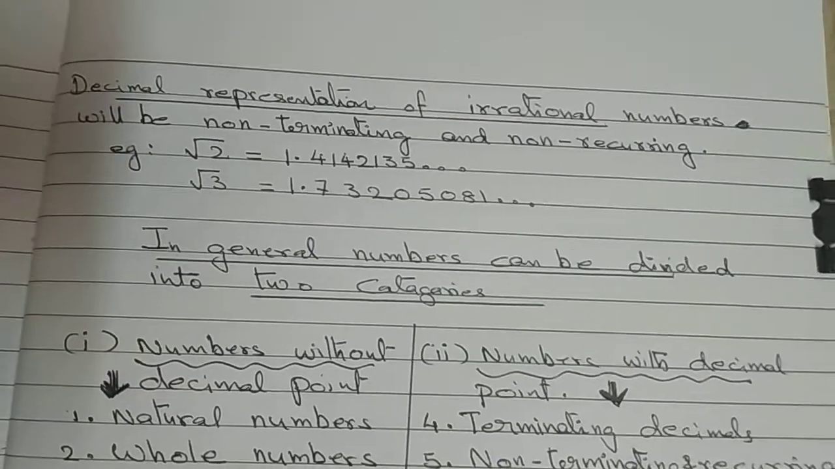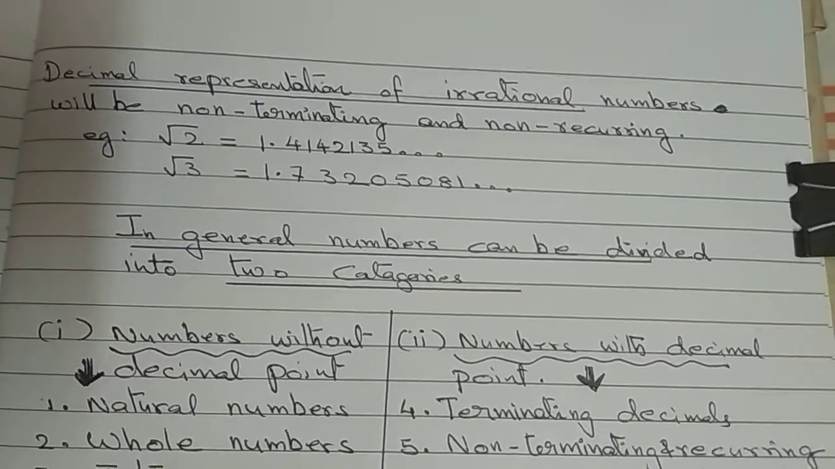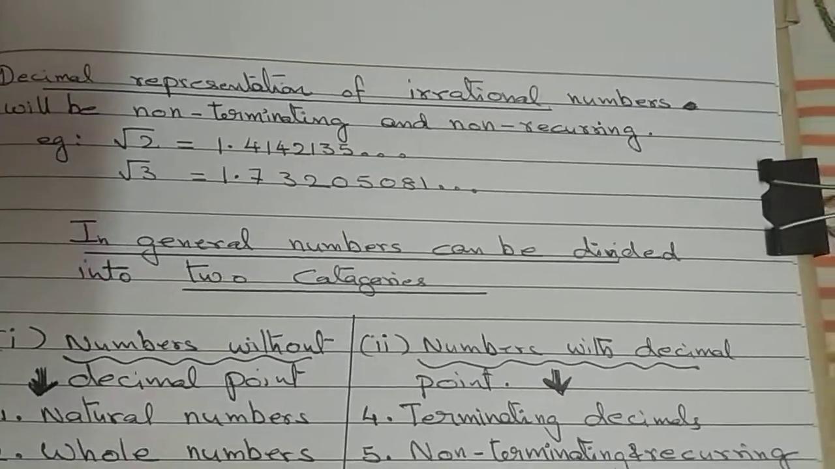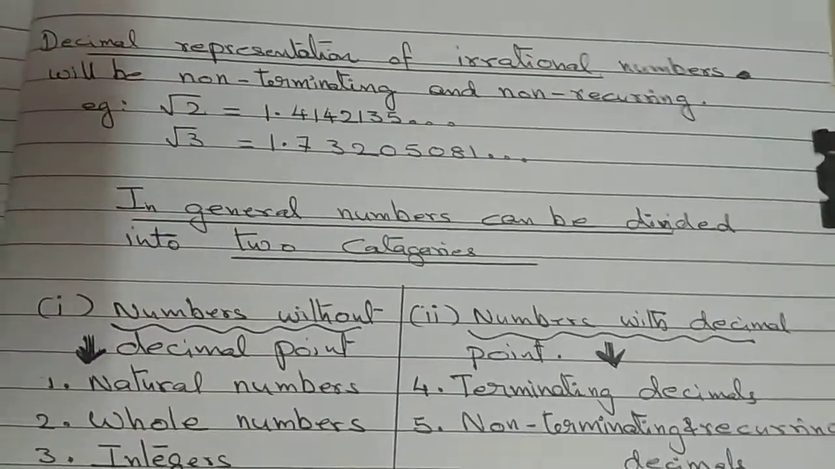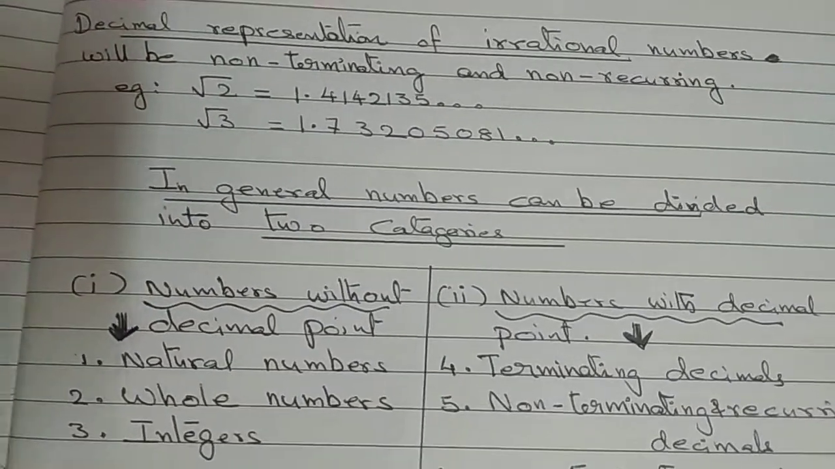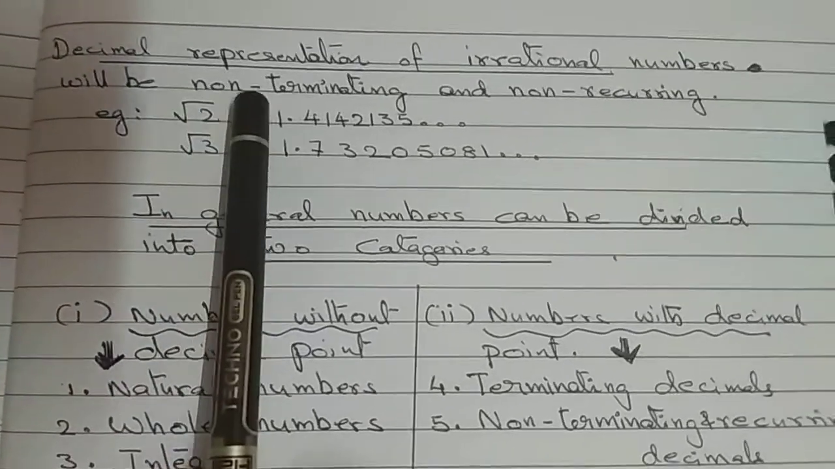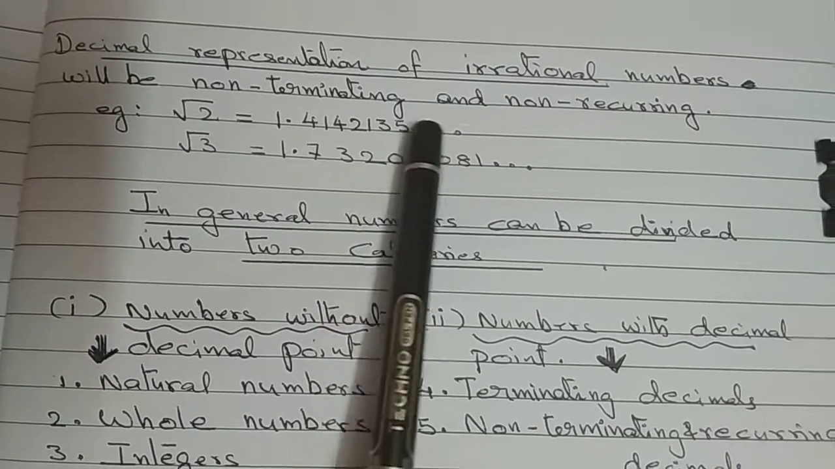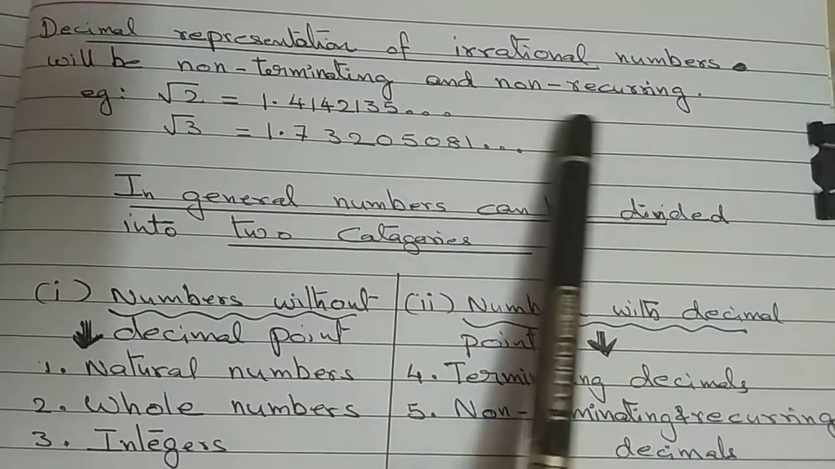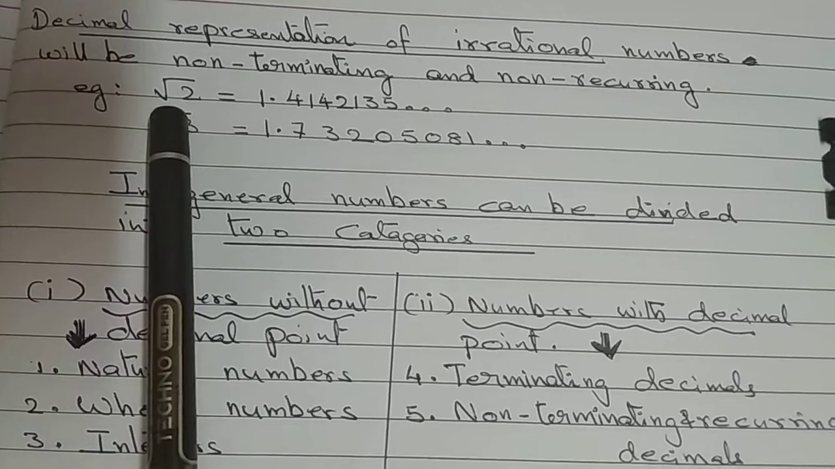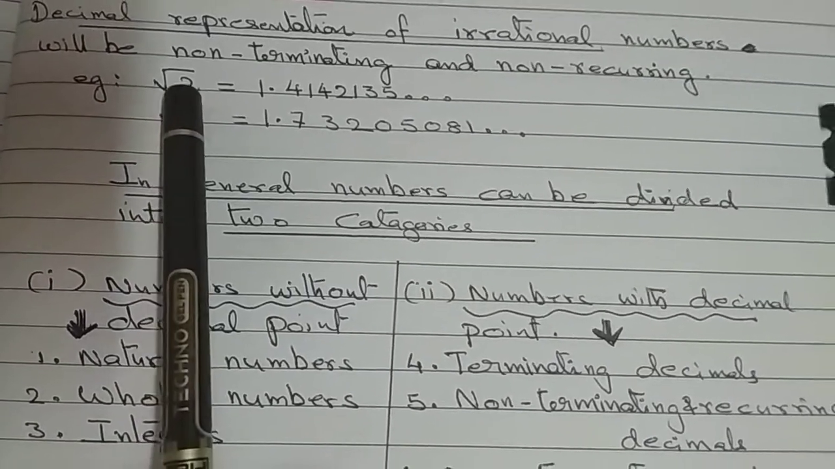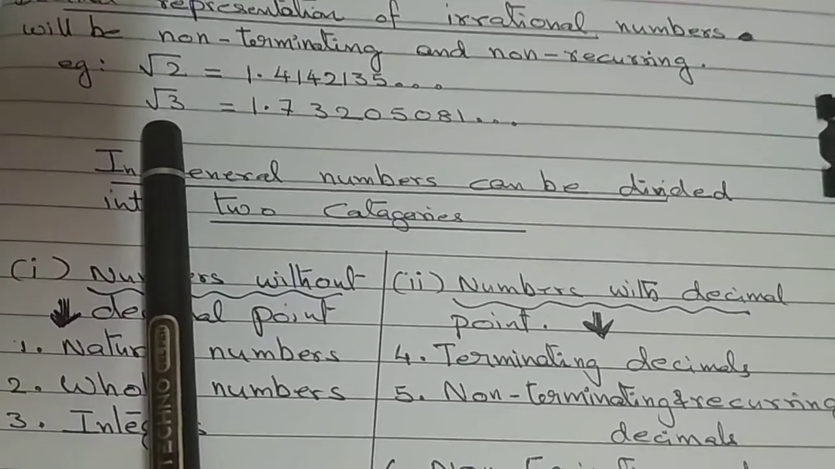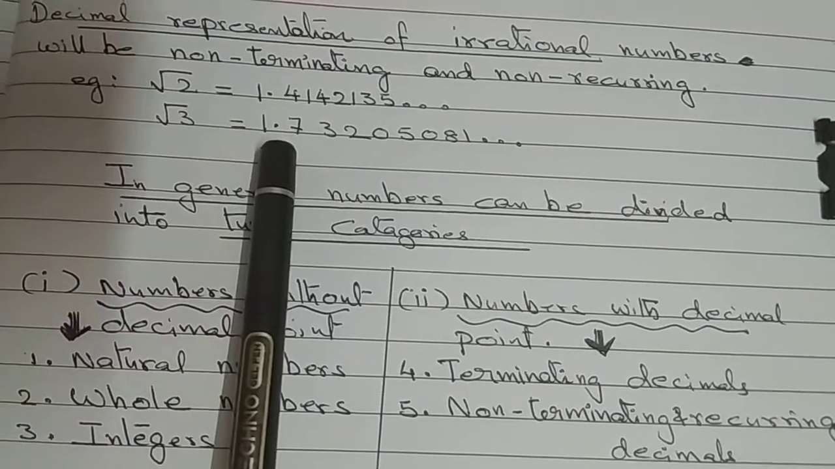Hello, dear friends. Now let us discuss the decimal representation of irrational numbers. The decimal representation of irrational numbers will be non-terminating and non-recurring. And we have already seen that root 2 is irrational, root 3 is irrational, root 5 is irrational.